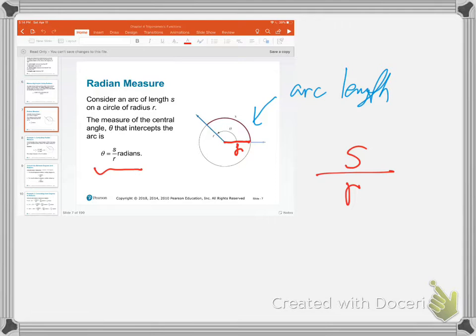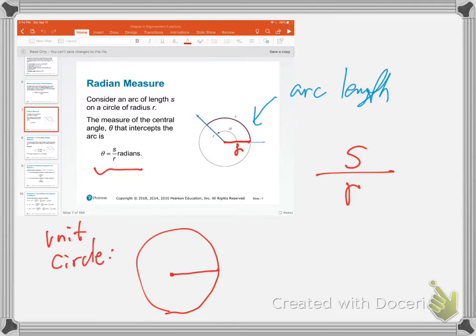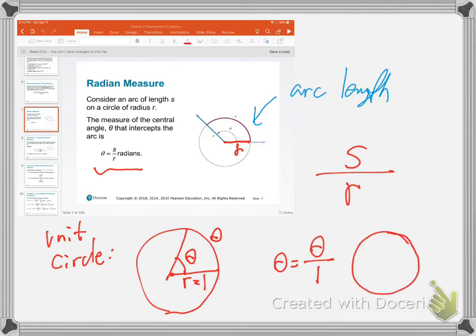A special case: if you have radius 1, a unit circle, then the radian measure theta is the arc length, because theta is theta over 1. So radian measure is the arc length for a unit circle. Now, what is the length of the whole unit circle? It is 2 pi.